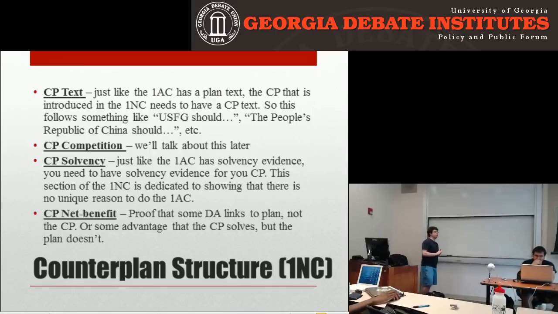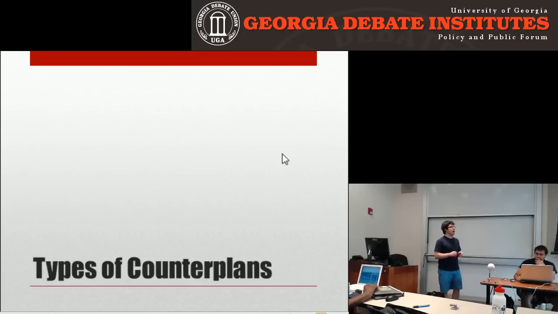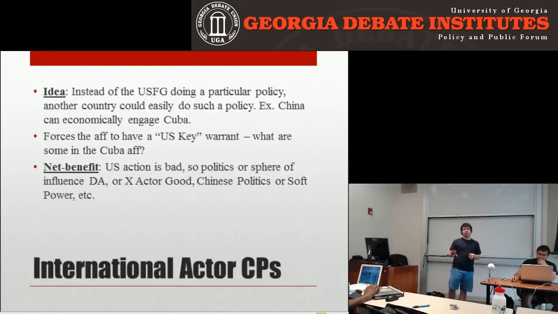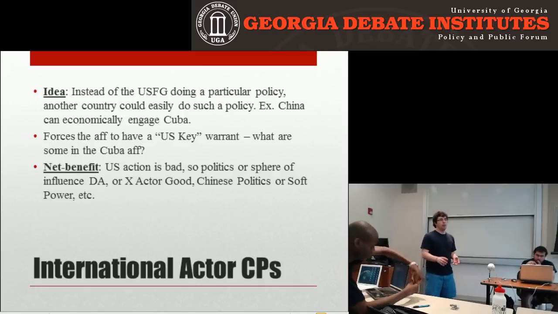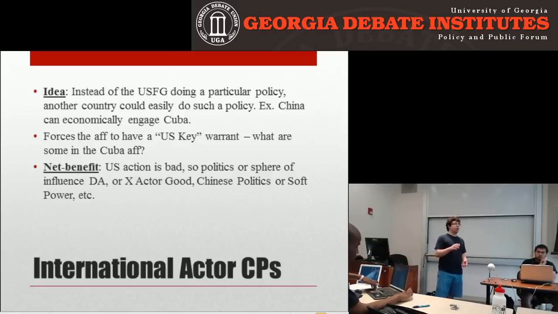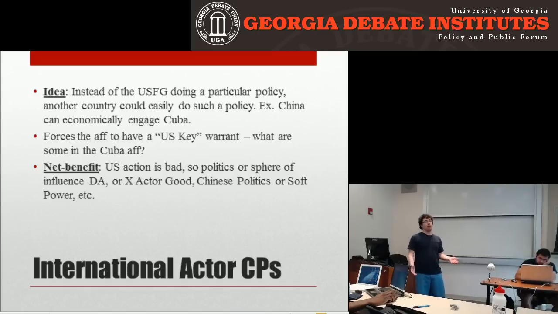So one thing that you'll notice about the resolution and the way that it's written, and also the plan text, it says that the United States federal government should do something, right? And you're sort of forced to defend that the United States needs to act. So one counterplan that's in our evidence packet and that you'll debate a lot on this year's topic is the international actor counterplan. I think the name gives it away, right? The actor of the plan doesn't have to be the United States federal government, but rather could be another country, like the People's Republic of China, right?